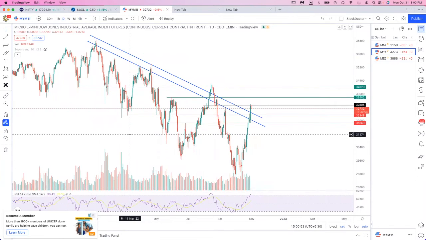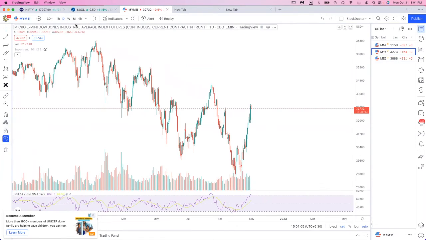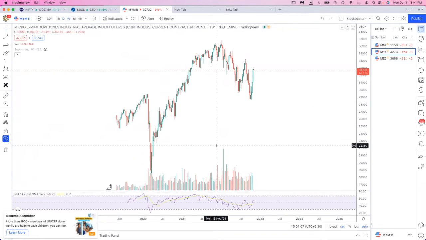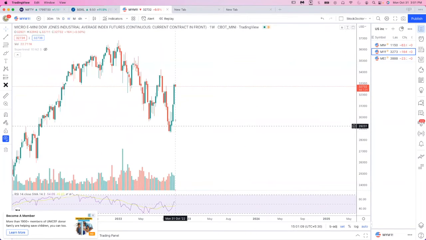this is the day time frame, and now I will move it to the weekly time frame. So let's hide the drawing and you can see the weekly chart here. See the weekly chart, the last 2 weeks were so good for the Dow Jones.